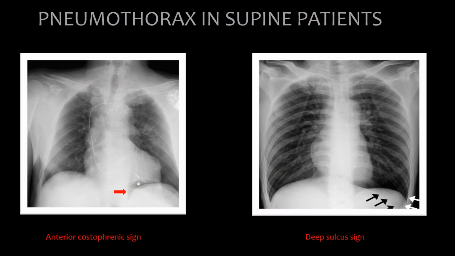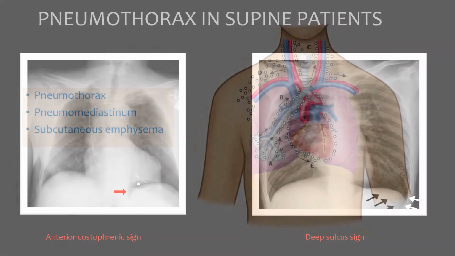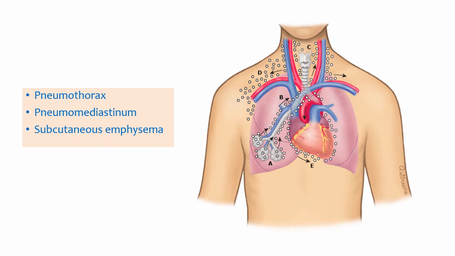So this is showing you two classic situations. The one on the right is much more common, that is known as the deep sulcus sign, and you can see the costophrenic angle is much more radiolucent. And on the left is the anterior costophrenic sign. You can see the lucency which is marked out with the red arrow, and like I showed earlier, there can be other signs.